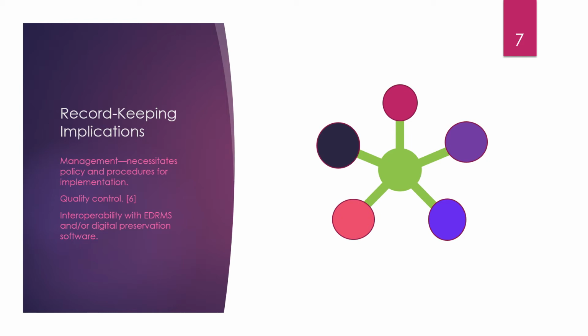Extraction does not happen independently. It requires interoperability between the other computer systems in your repository. The tool extracts the information, then it is captured into the records management system or archival preservation software. The two systems need to work together in order to deliver the metadata.